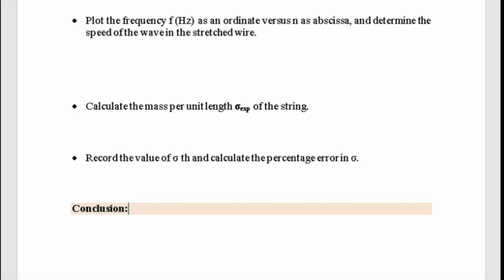Plot the frequency f in Hertz as an ordinate versus n as an abscissa, and determine the speed of the wave in the stretched wire. Calculate the experimental mass per unit length sigma of the string. Record the theoretical value of sigma and calculate the percentage error in sigma.